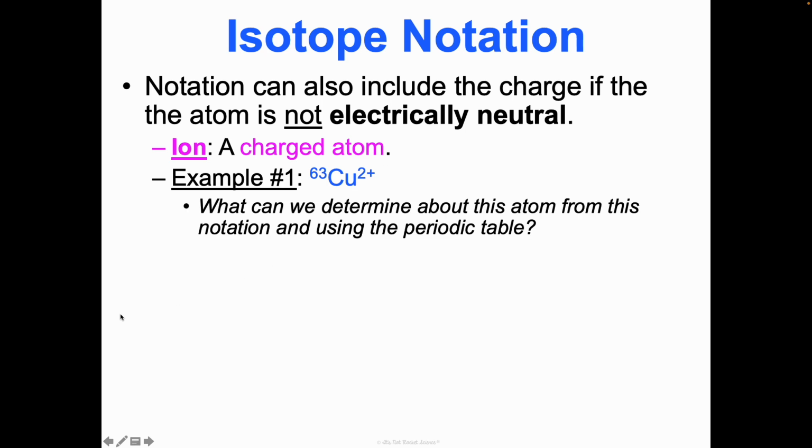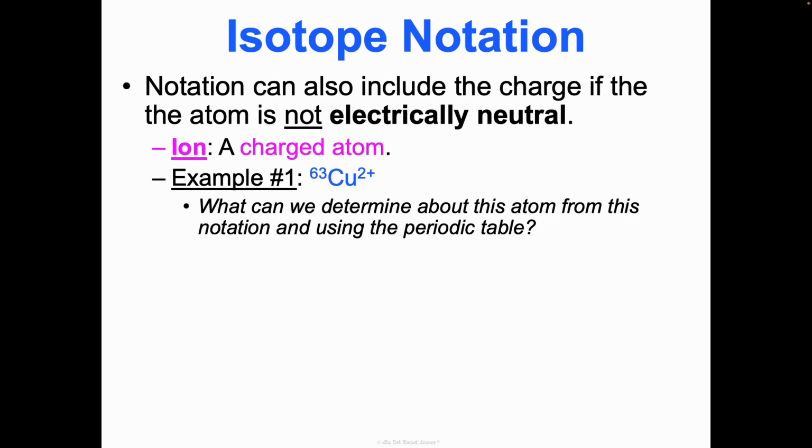Okay, what can we determine about this atom from this notation and from the periodic table? First, Cu stands for copper. From the periodic table, we can see that it has an atomic number of 29, so we know it has 29 protons. From this notation, we see 63, that's the mass number. Mass number is protons and neutrons, so 63 minus 29 tells us that this atom of copper has 34 neutrons.